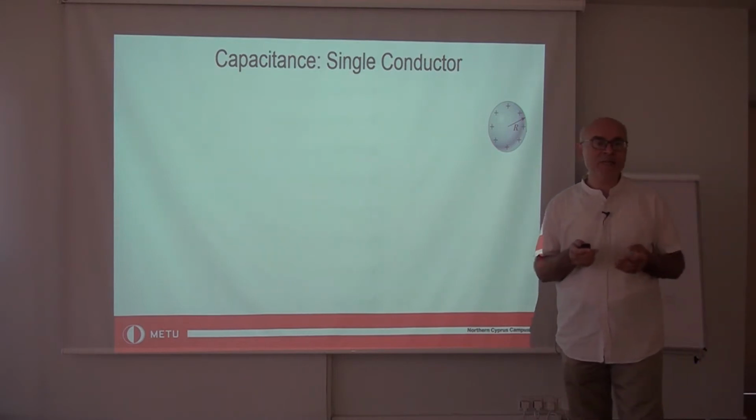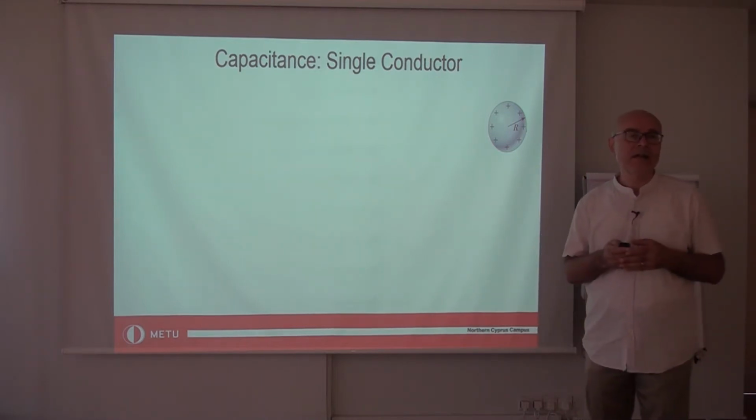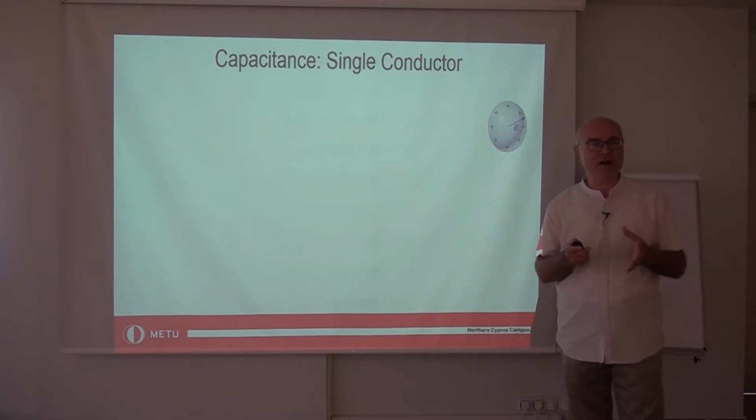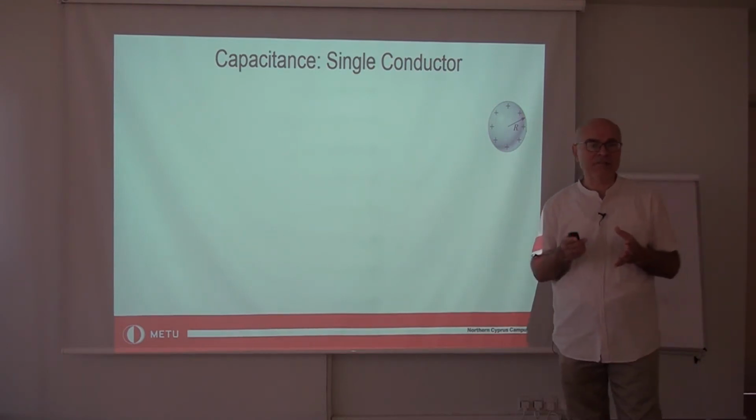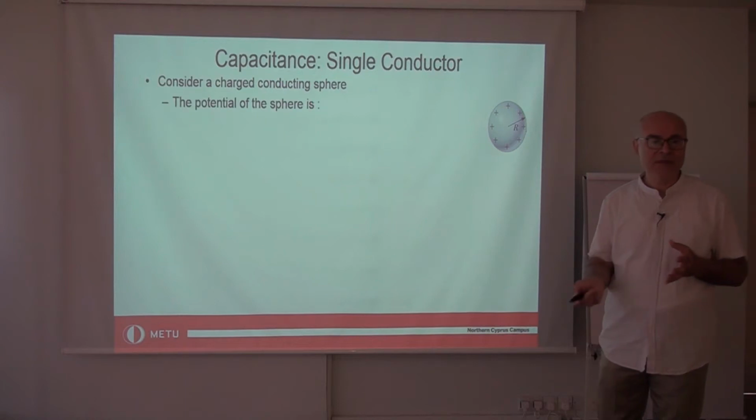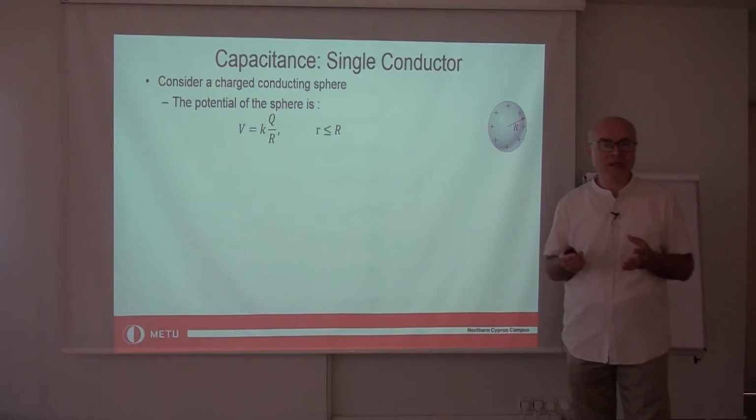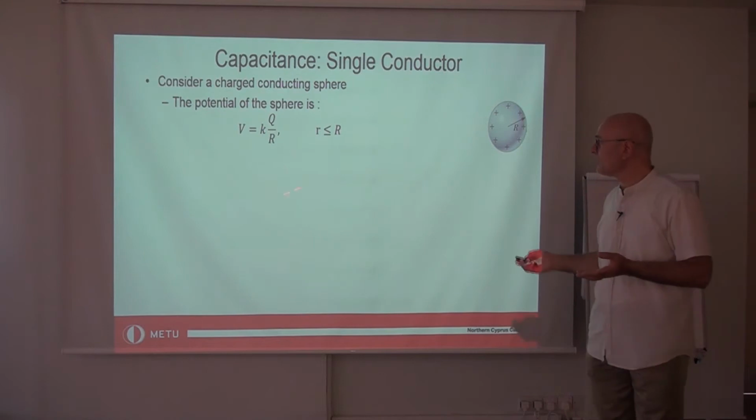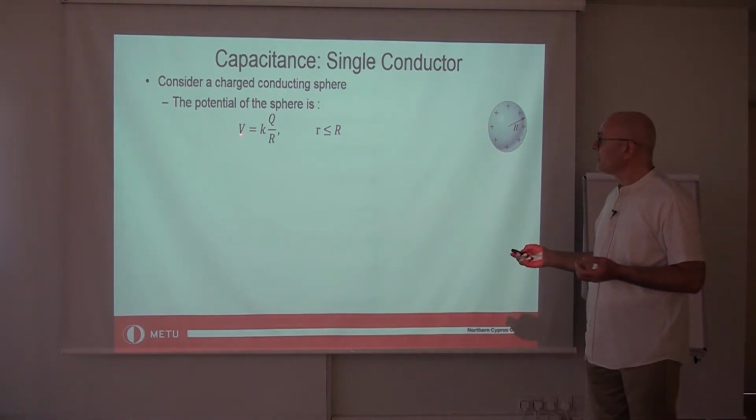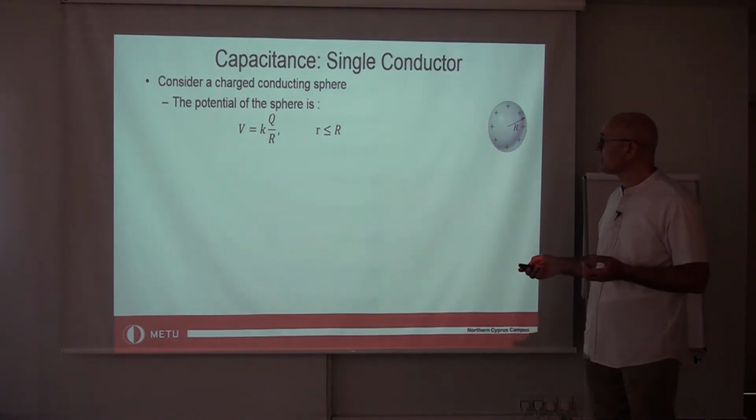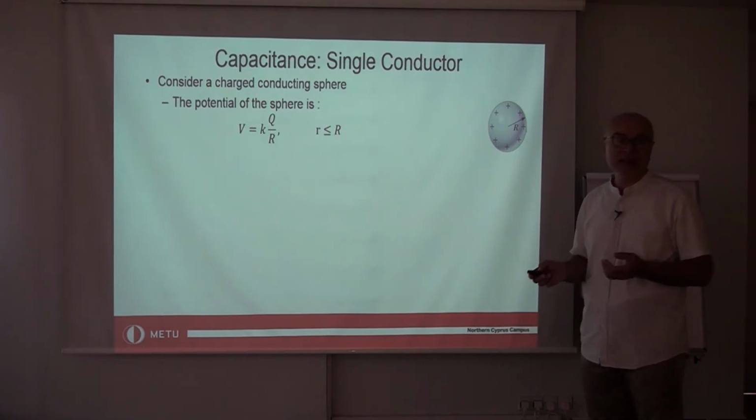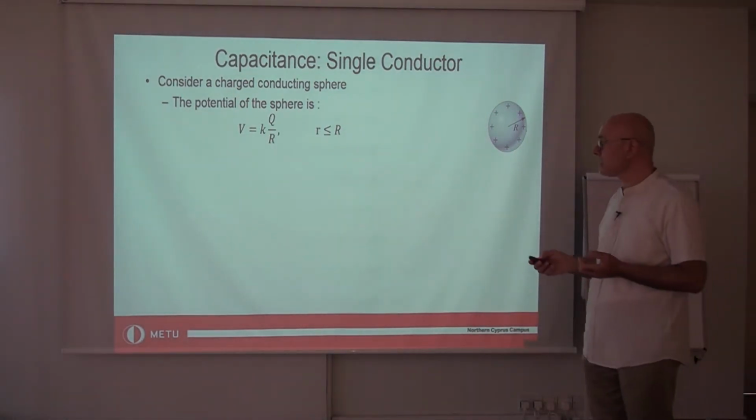Our conductor will be a specific example, which will be a charged sphere. So it's a sphere with radius r, and it carries some charge on the surface of that sphere. Now, what is the potential of this sphere? As we have seen before, the potential of the whole sphere is constant and is just kq over r, where q is the total charge on the sphere and r is the radius of the sphere. So the whole sphere is at constant potential, and this is equal to kq over r.